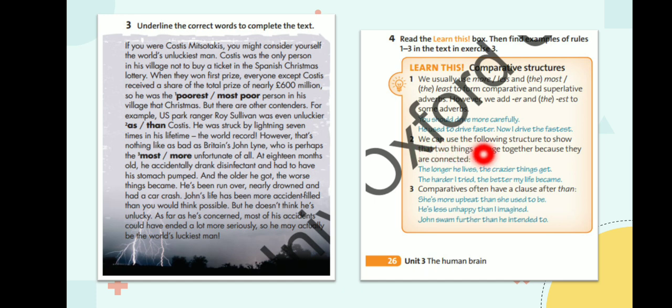Second, we can use the following structure to show that two things change together and because they are connected.